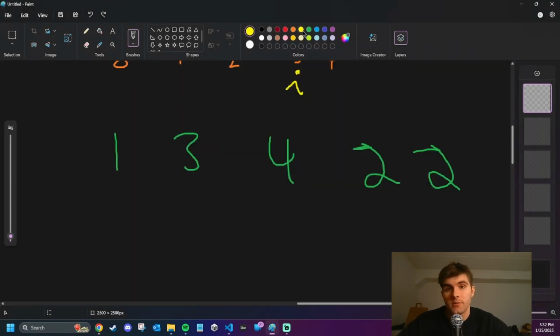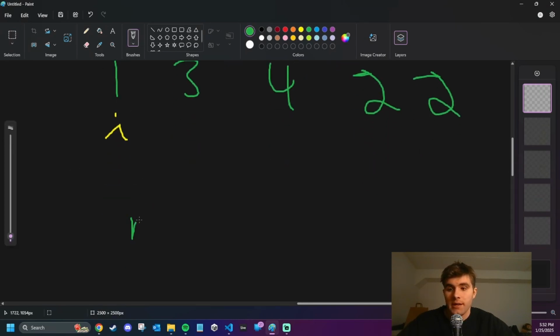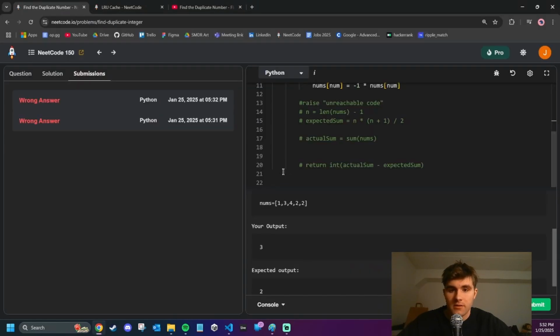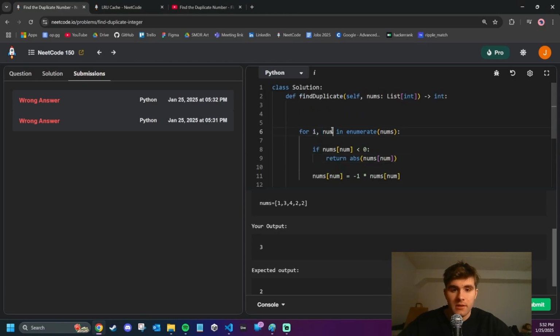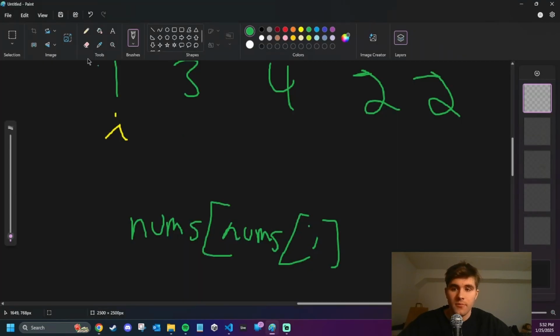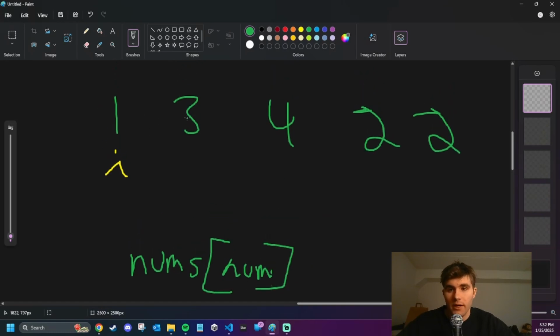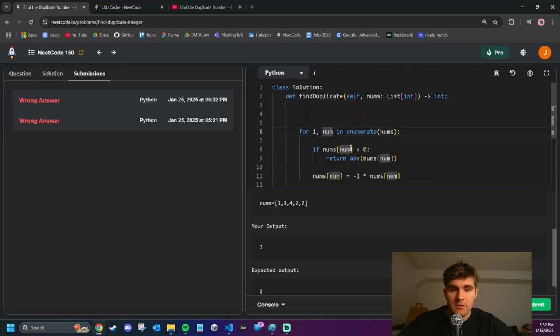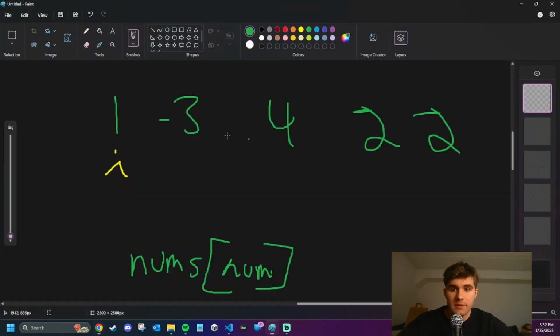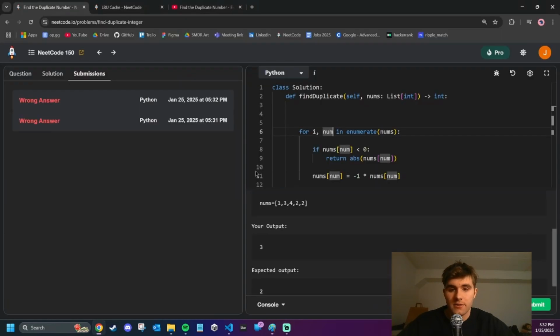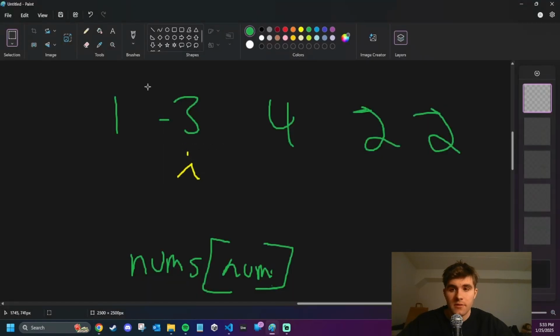So we could say for num in nums, I suppose. Or let's just say I. So we want nums at index nums of I. So I'm just going to forget the enumerate thing. I mean, I guess it's fine. Nums of num, so nums at index num. So at index 1, and we want to set it to negative itself. Okay, and then I goes here. Now nums of 3.